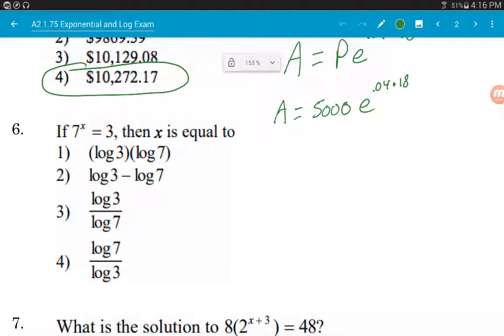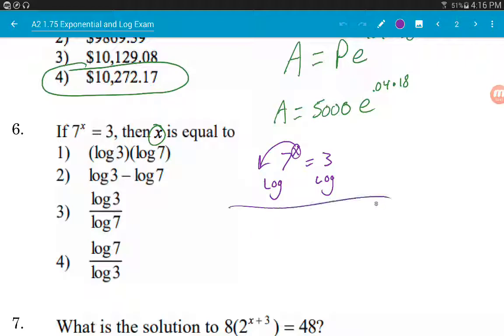For question number 6, 7 to the x is equal to 3, then x is equal to. So I just want you to solve for x. 7 to the x equals 3. Log both sides so you can bring down the x. I get x times log of 7 is equal to log of 3. Now to get x by itself, I need to divide by log 7 on both sides.